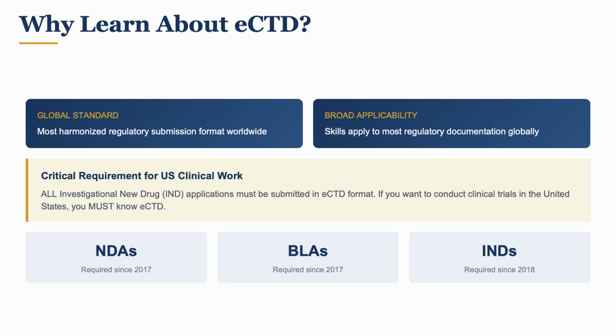Second, and this is absolutely critical, all investigational new drug applications submitted to the FDA must be in eCTD format. If you want to conduct clinical trials in the United States, you must know eCTD. There's no alternative. Look at these dates: May 2017 for NDAs, ANDAs, and BLAs. May 2018 for commercial INDs and master files. These aren't recommendations, they're requirements. Submissions that don't use eCTD format are simply not accepted.